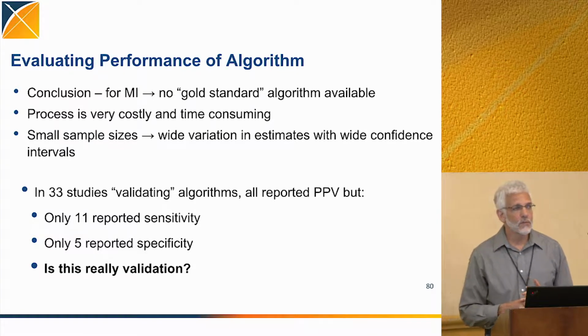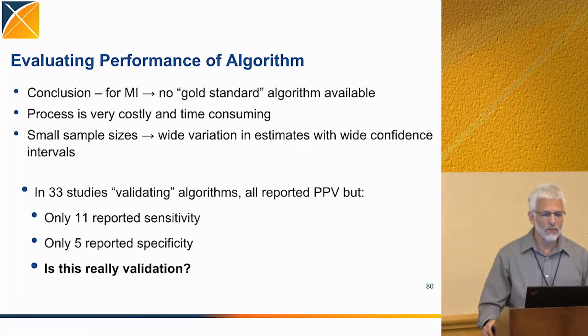Some of the conclusions we could draw from this are that for MI, there's really no gold standard definition. People talk about phenotype libraries and things like that, but you have to think about fit for function. When do you want to use different phenotype algorithms at different times? The process is very costly and time-consuming. As Juan said, you have to have clinicians review, and it's very expensive and takes a long time. Plus, you can only do it for a certain number of people because clinicians will say, "Well, I'm done now. I'm not going to look at it anymore." So you get small sample sizes, and you have wide confidence intervals.